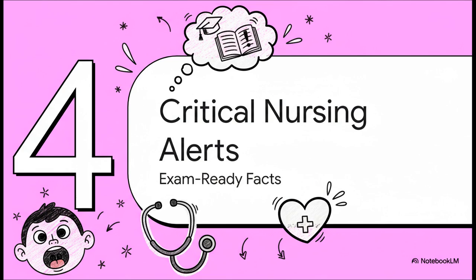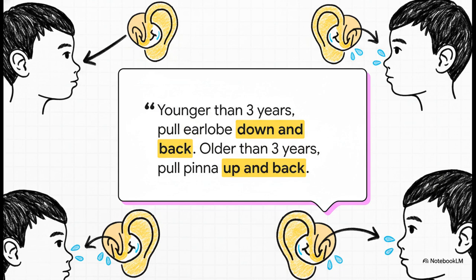Okay, let's wrap this up with a few rapid-fire, high-yield nursing alerts. These are the kinds of details that show up on exams and make a huge difference in your practice. Now this isn't random, it's pure anatomy. In a little kid, the ear canal curves downward, so pulling the lobe down and back physically straightens it out. In an older child, the canal curves upward, so you pull the pinna up and back. Remembering this simple rule makes sure the medicine actually gets where it needs to go.